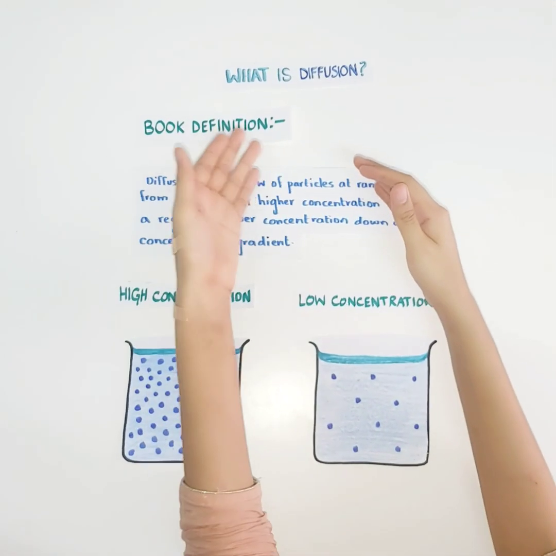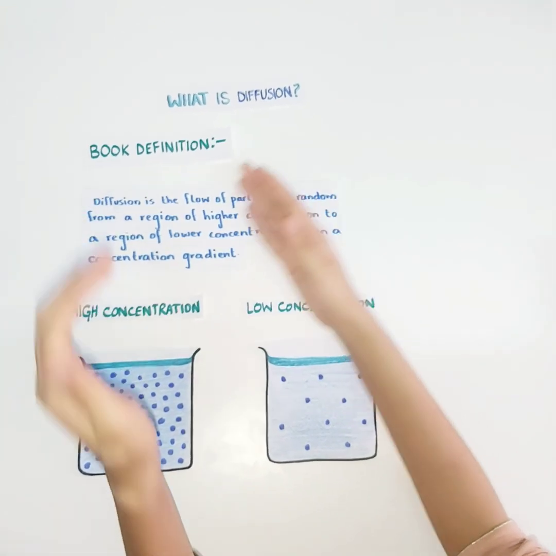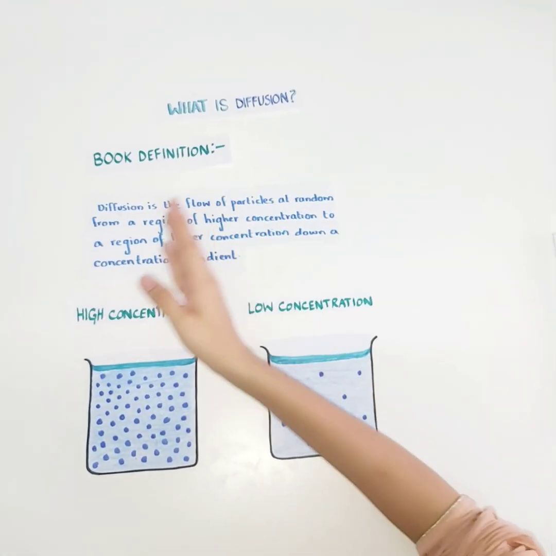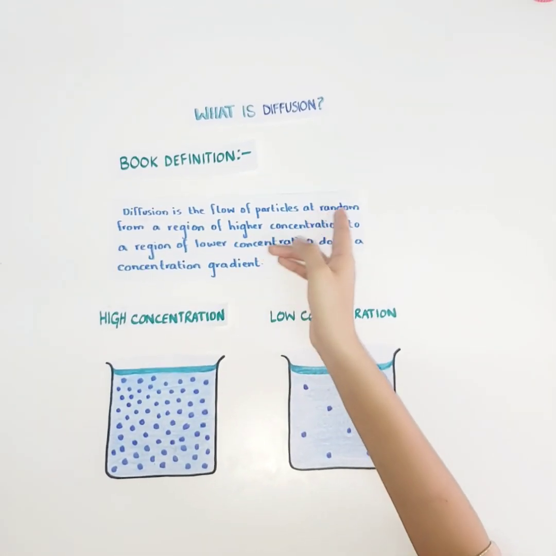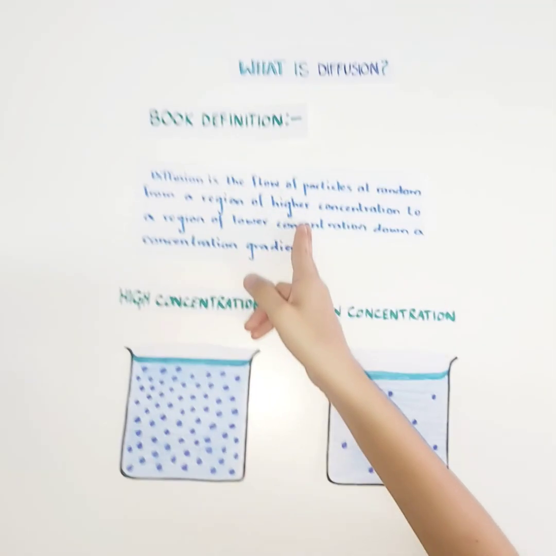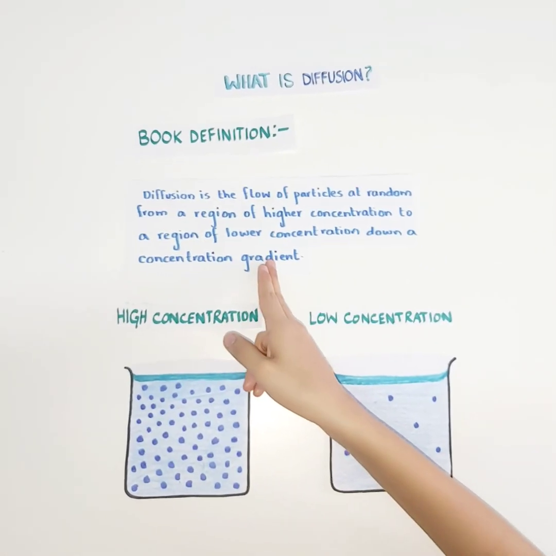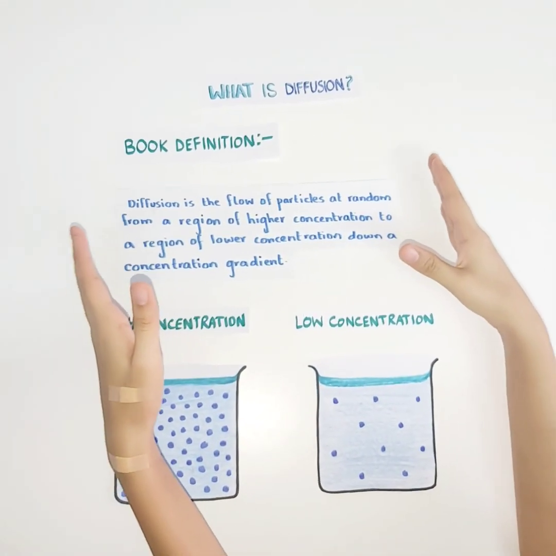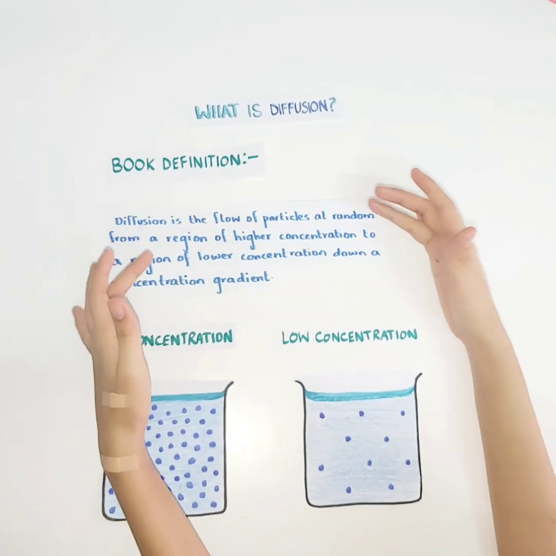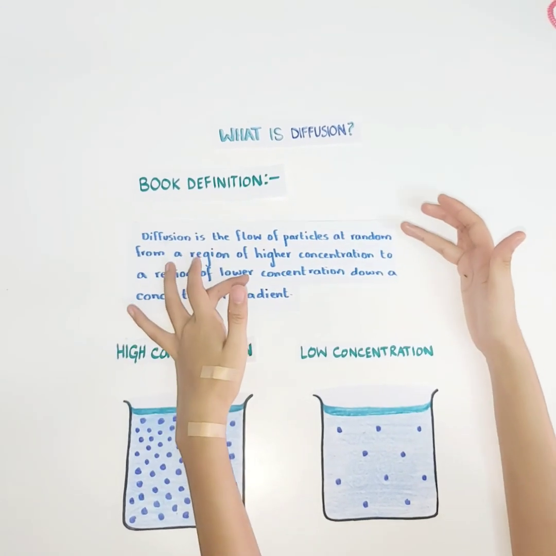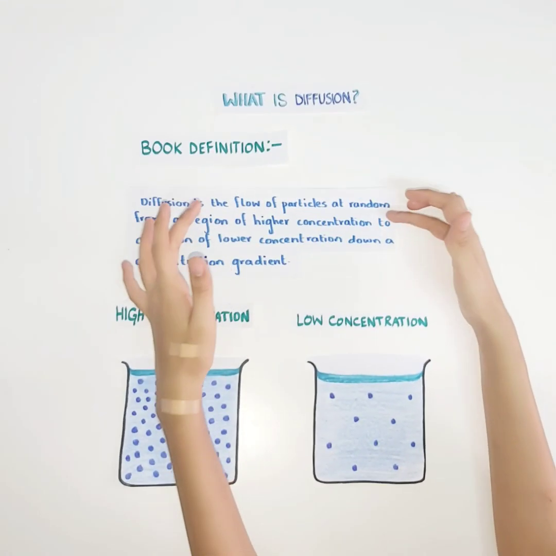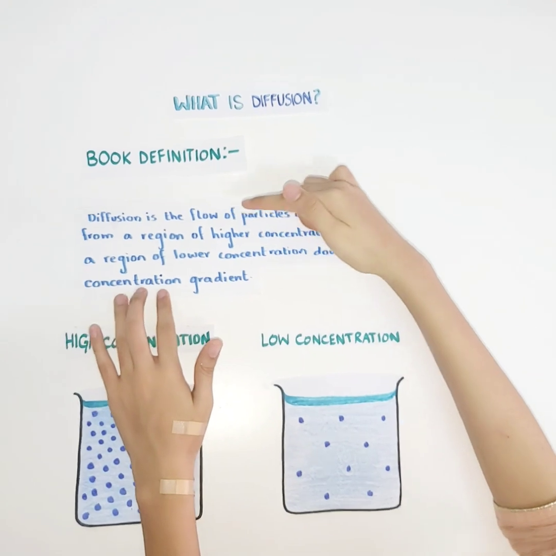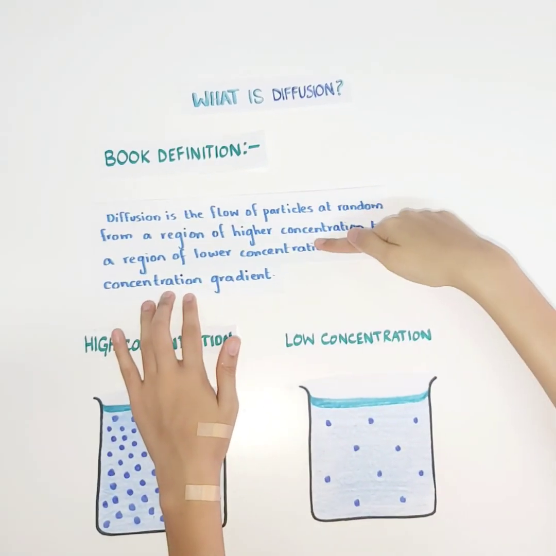The book definition is usually: diffusion is the flow of particles at random from a region of higher concentration to a region of lower concentration down a concentration gradient. So what does the definition mean when it says higher concentration and lower concentration? I'm going to explain these two terms to you.